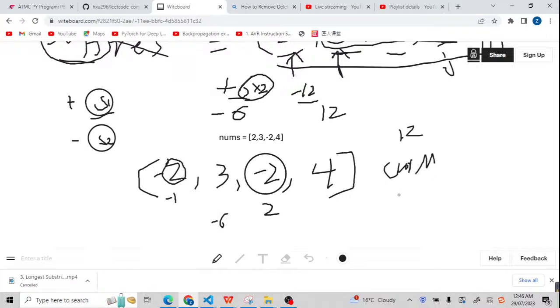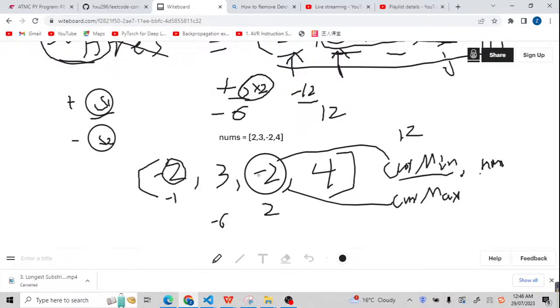current minimum and current maximum. So this is the current minimum and current maximum. The current minimum is the minimum state before this minus 2. The current maximum is the maximum state before this minus 2. So basically there are two states. But for each of the states, I also need to check with my current nums. So I can start from this nums, or I can start from earlier. It doesn't matter, but I have to check. Include all the conditions.